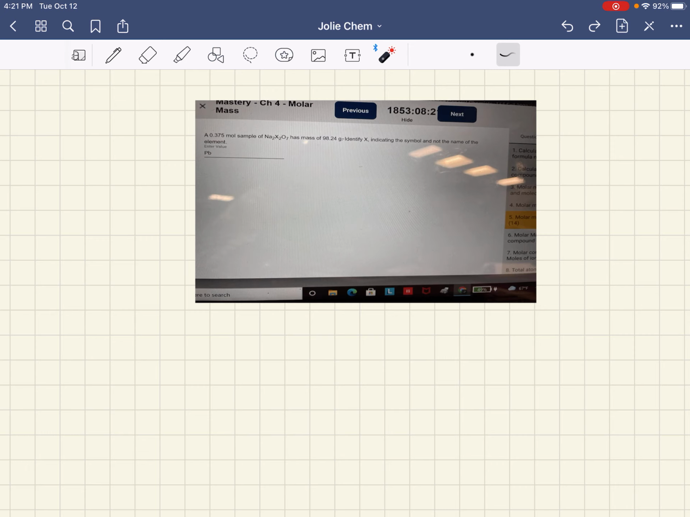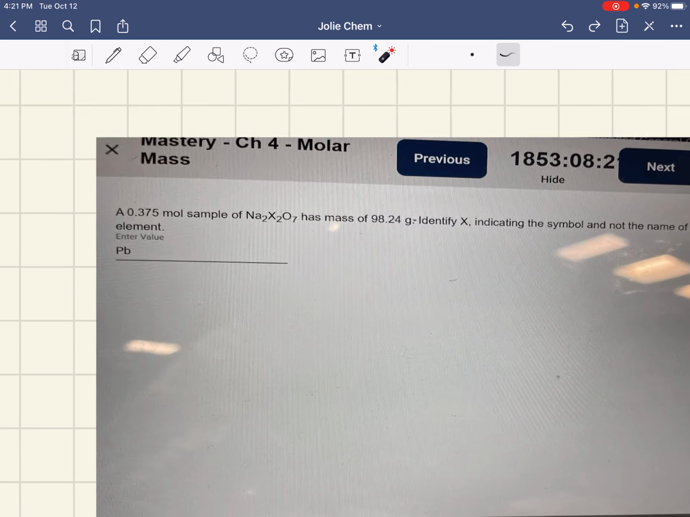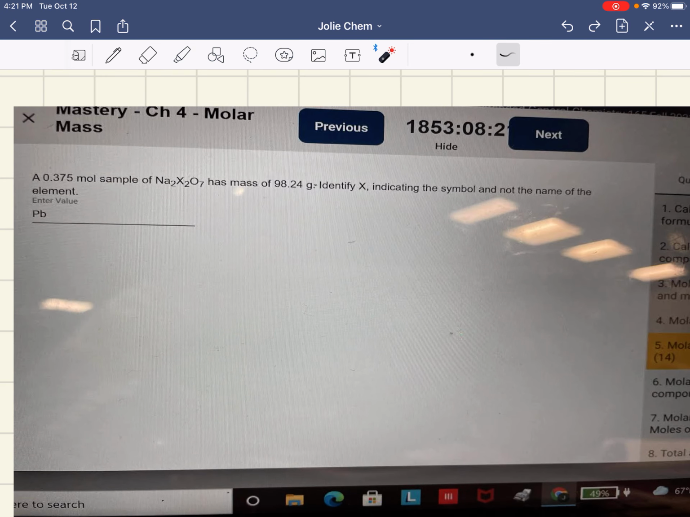All right, so the first problem we're looking at is one of your molar mass problems. When you're thinking about molar mass, you're typically looking at the formula that's given, and you're going to be adding up its individual mass amounts. With Na, there's two Nas. X is an unknown element, so we're trying to find that, and there's two of those, and then there's 7 oxygens. So the ultimate goal is to add up all those values to find your molar mass.